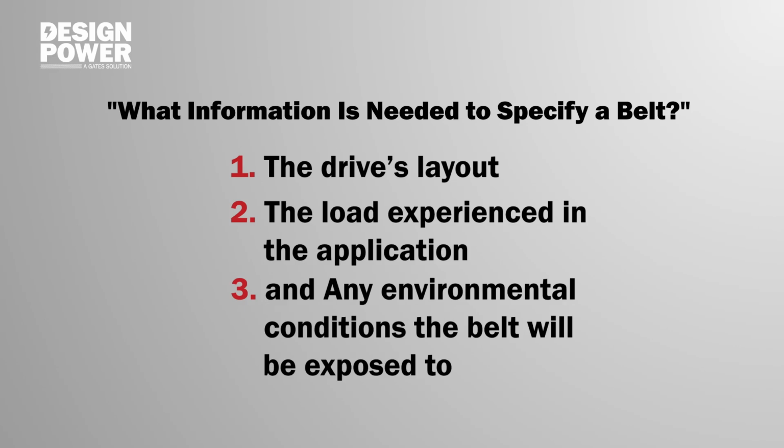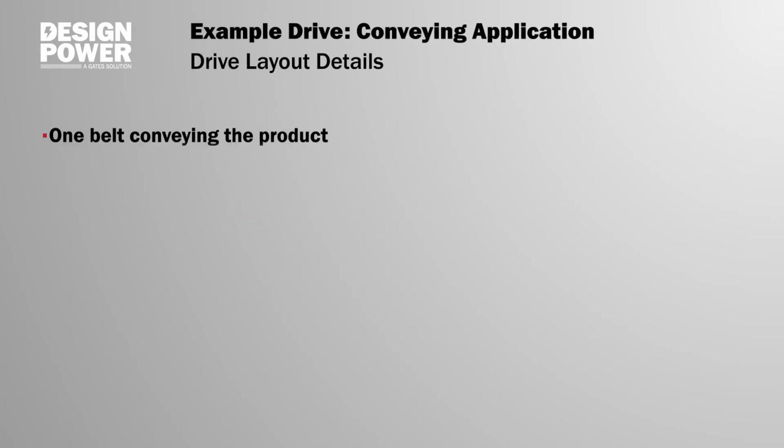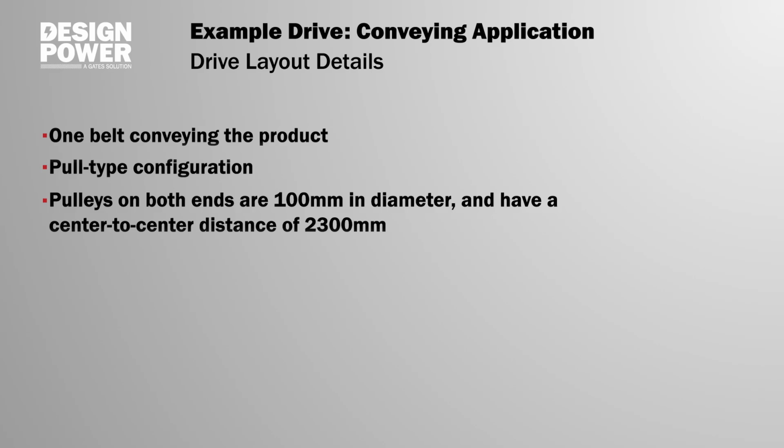Today, we will focus on a conveying example with the following requirements. For the drive layout, our system has one belt conveying the product. This drive is a pull configuration, meaning the conveyor motor is at the head of the conveyor, pulling the top side of the belt and the associated load towards the motor. The pulleys on both ends are 100 millimeters in diameter and have a center-to-center distance of 2,300 millimeters.